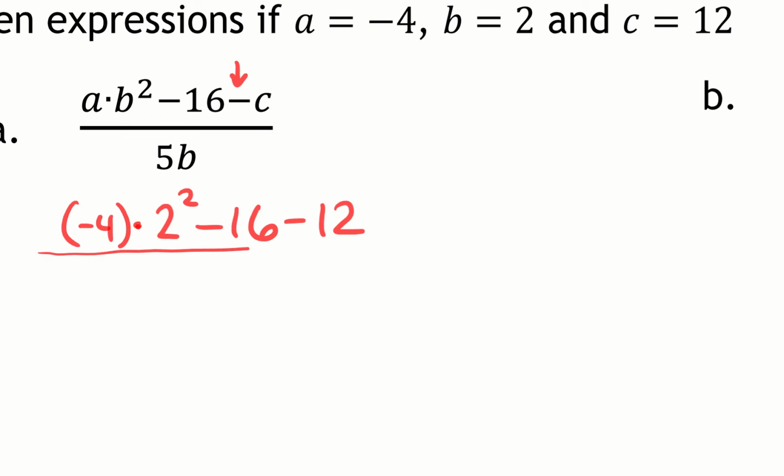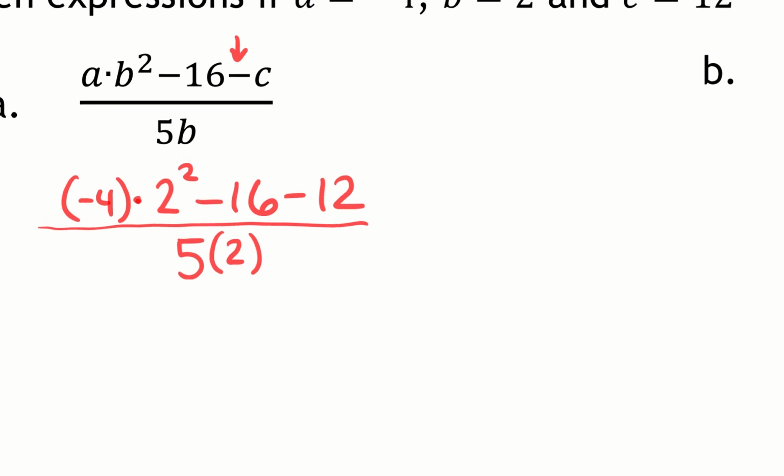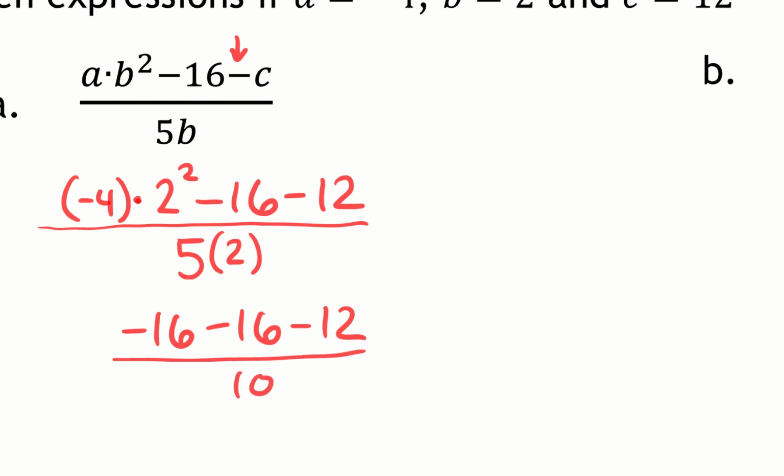In my denominator, I'm going to multiply 5 times B, and B was 2. If I look at my numerator, there's this exponentiation of 2 squared. I'm going to do that first. So 2 squared is 4, and then I'm going to multiply that by negative 4. So 4 times negative 4 does give me negative 16, and then I had another negative 16, and then I had a minus 12. And in my denominator, I've just got the number 10.